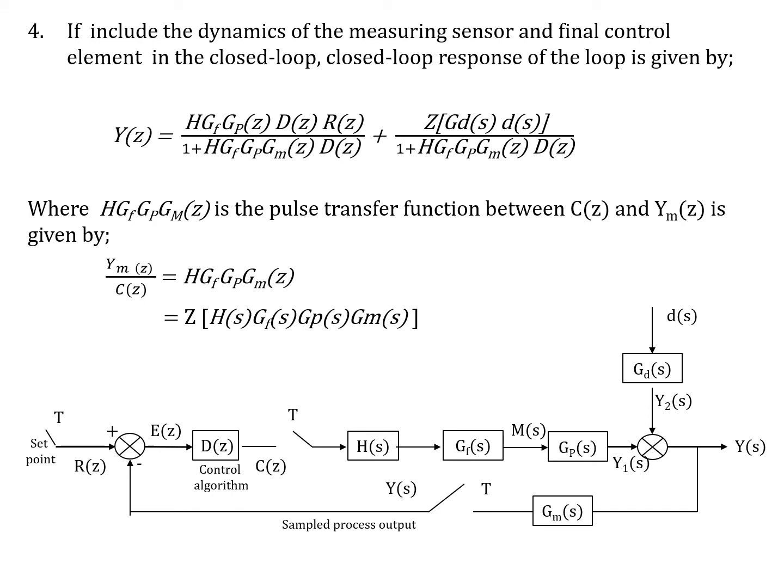If you include the dynamics of the measuring elements, G_M, in the control loop, then you get a full transfer function for the system. You can see Y(z) equals the transfer function related to the set point plus the term related to the disturbance. And this is the pulse transfer function between C(z), the output from the controller, and YM(z), the output from the G_M.